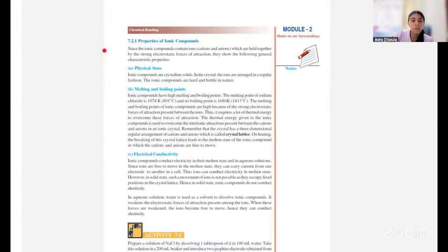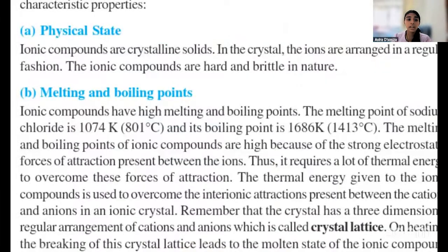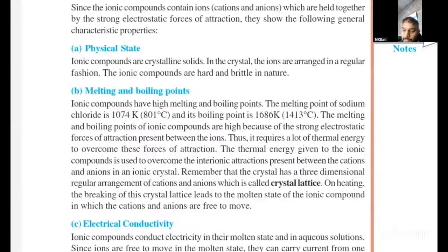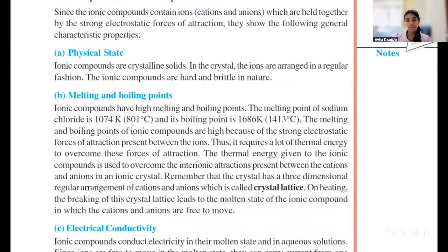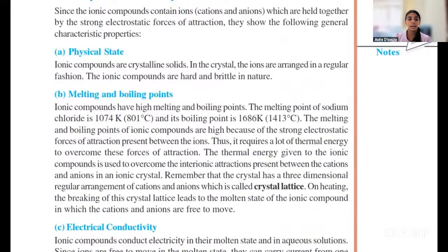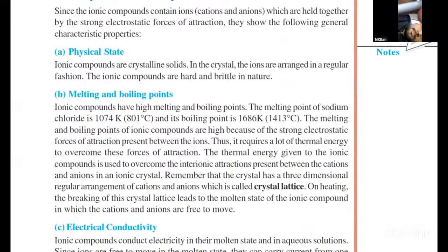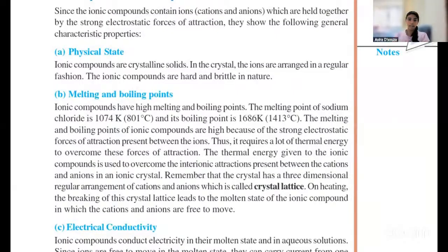Properties of ionic compounds. Since the ionic compounds contain ions, cations and anions, which are held together by the strong electrostatic forces of attraction, they show the following general characteristic properties. Physical state: ionic compounds are crystalline solids. In the crystal, the ions are arranged in a regular fashion. The ionic compounds are hard and brittle in nature.